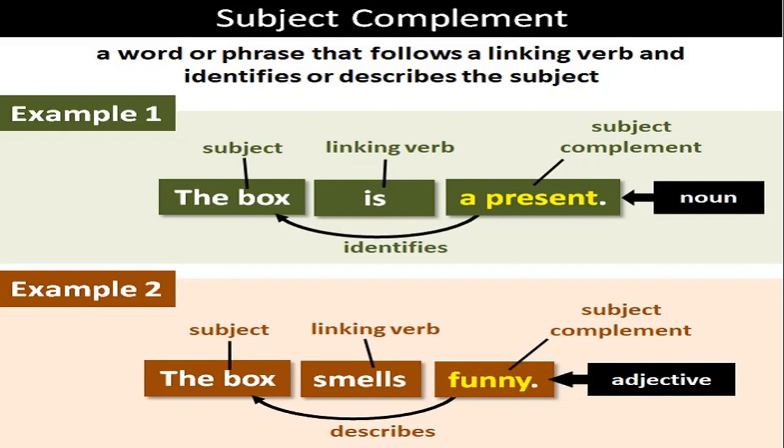The next example: the box smells funny. The box is again the subject, smells is the linking verb, and funny is basically what? The box is funny. So it is more info about the box, and box is the subject. So this funny is in fact an adjective, but as it is describing and telling you more about the box, the subject, it is a subject complement.